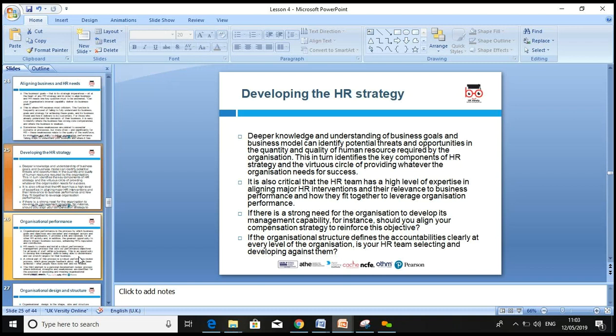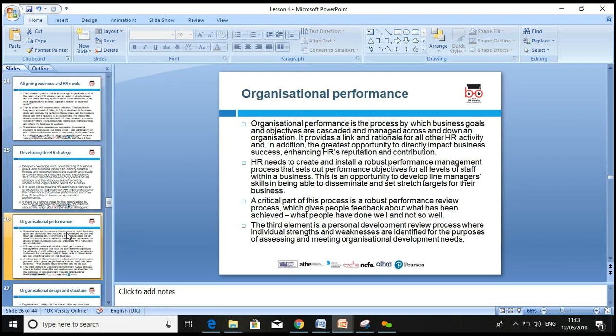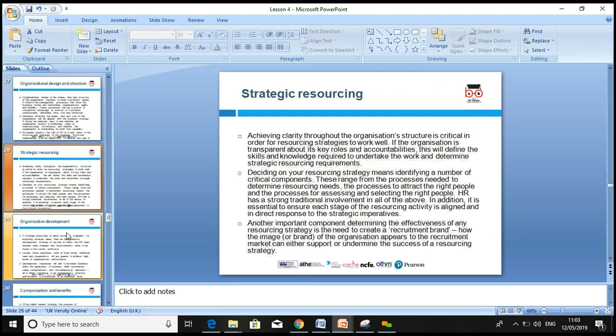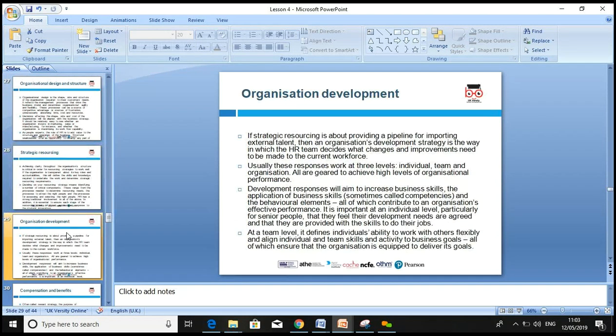So HR planning, you can't do it in isolation. That's why it's quite crucial to understand the culture and the business practices within our organization. For organization performance, we need to look at how often we monitor things like the appraisal of our staff. Organization design and structure need to be in HR strategies. We need to reflect strategic resourcing, where we can recruit.